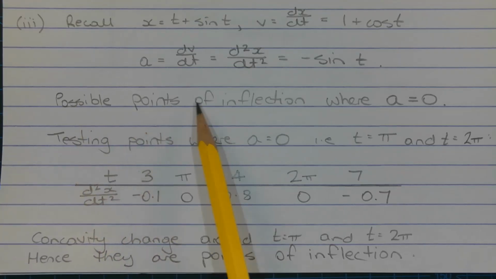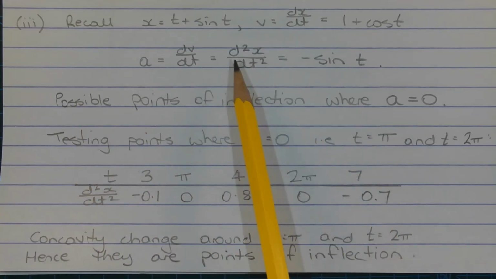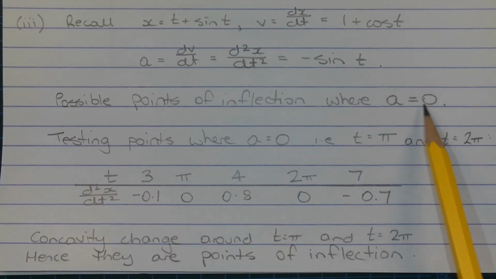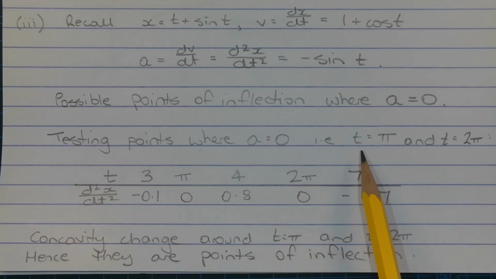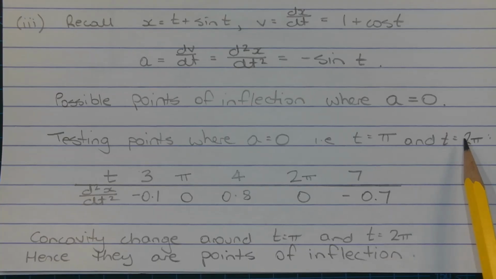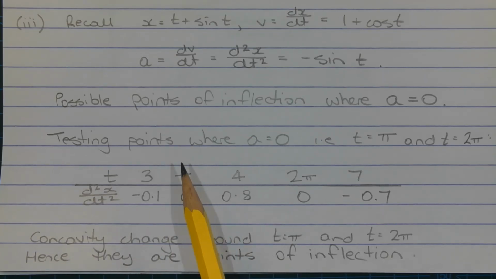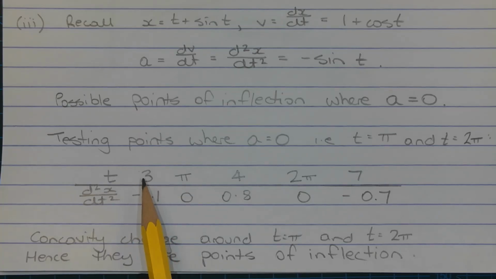In other words, it's the second derivative of x with respect to t, and that's equal to negative sine t. Now the possible points of inflection occur where a, or d squared x over dt squared, is equal to 0. So we're going to test the points where a is equal to 0, in other words, where t is equal to pi and t is equal to 2 pi, which we found in part 2. I'm going to use a table of second derivatives and test for a change of concavity around t equals pi and t equals 2 pi. The values that I've chosen are t equals 3, t equals 4, and t equals 7.